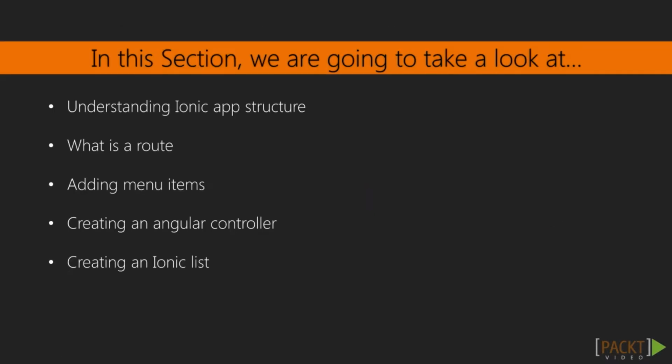In our last section, we got introduced to Ionic, some of its commands and features. This is the second section, Programming Ionic. In this section, we will take a look at Ionic app structure, routing, adding menu items to our app, creating controllers, and the Ionic list.